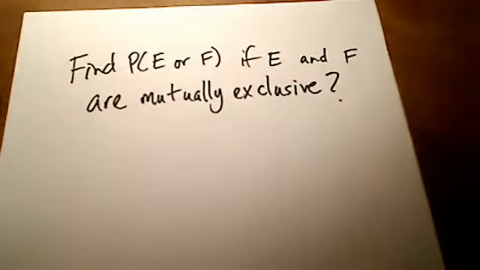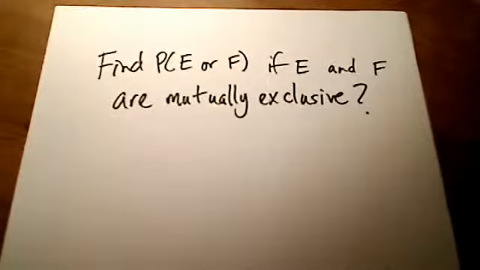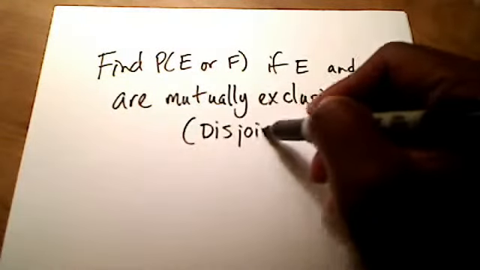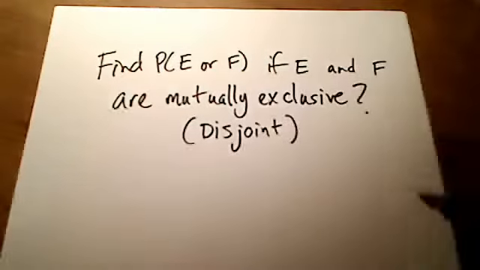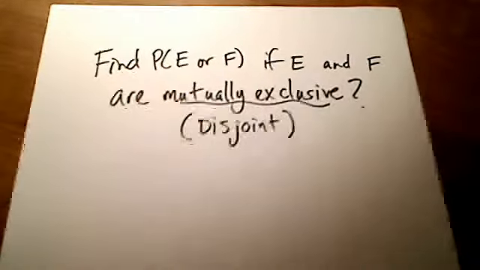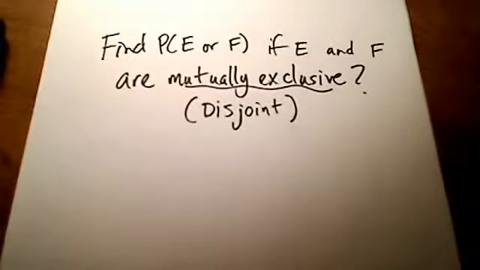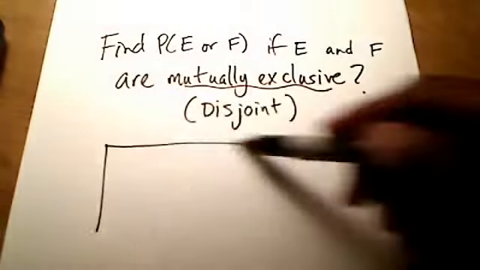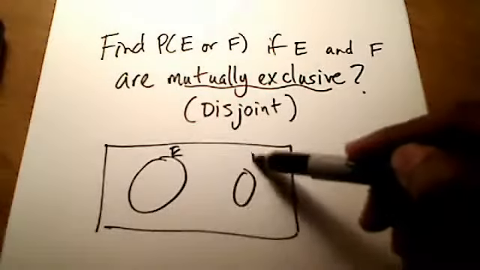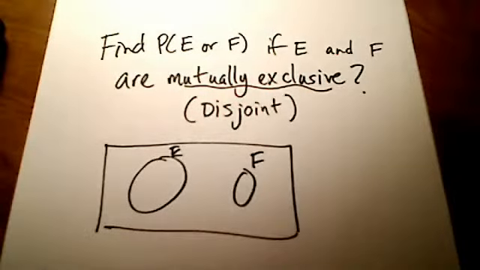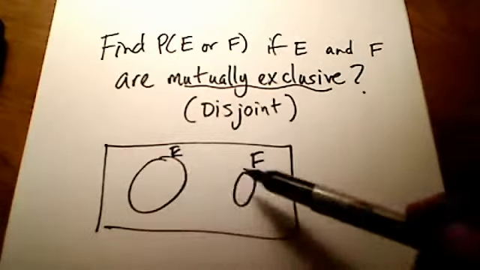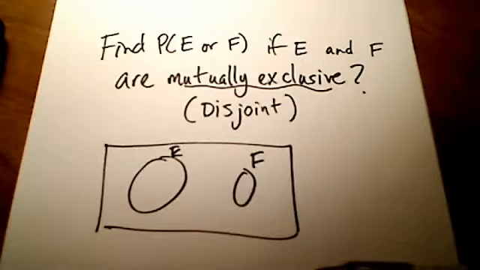Another word for mutually exclusive, by the way, is that they are disjoint. Perhaps your book uses that as well. Disjoint, another word for mutually exclusive. Well, if they're disjoint, then this is the picture going on here. The Venn diagram would look like this. Here's E, and here's F, and they don't cross each other at all. They don't intersect, and that's a terrible looking circle there for F, but look, they have no intersection whatsoever.